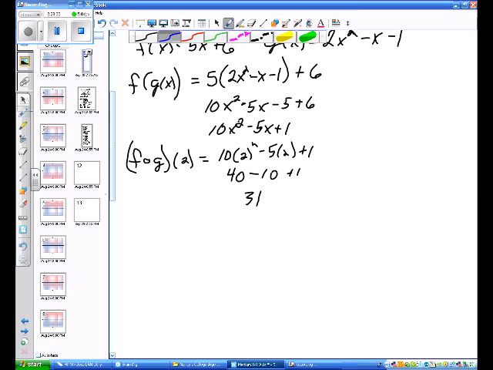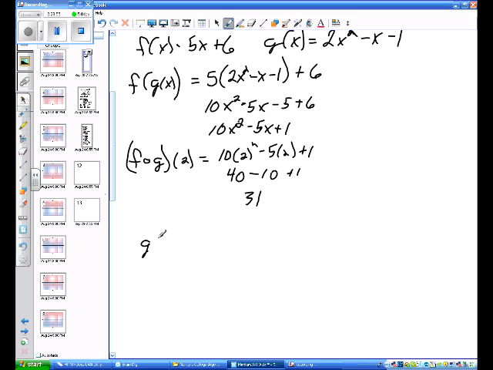Now, if you go back, just to help you see what we've done, if we went back to our original function, we want f of g of x. What that means is we wanted to be able to evaluate g of 2 and then take that answer and put it into f of x and evaluate it. And let's see, would we get 31?